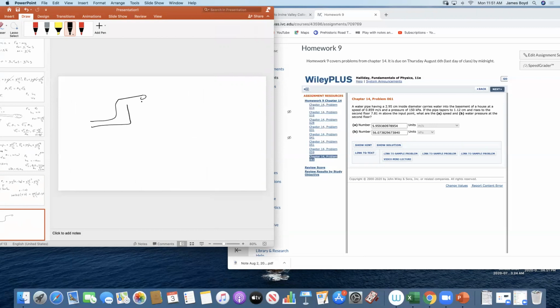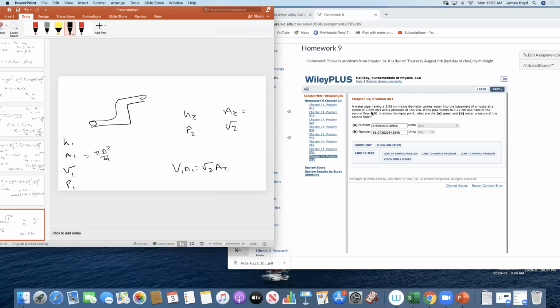Okay, so it goes up, and we'll just write H1, A1, V1, P1, and P2, H2, A2, and V2. You're given the diameter. So again, this is pi d squared over 4. The first diameter was 2.95. The second was 1.12. You don't have to change those areas as long as they're in the same units, because you're going to use V1 A1 equals V2 A2.